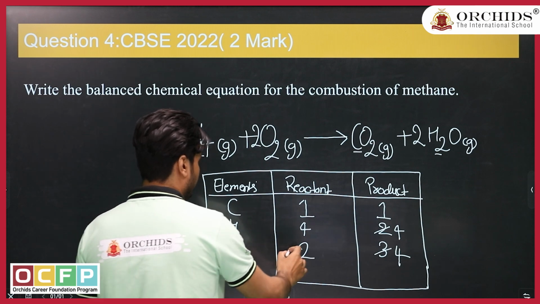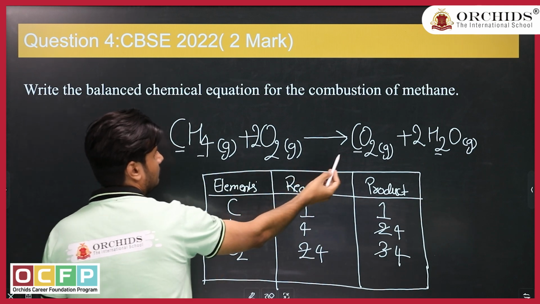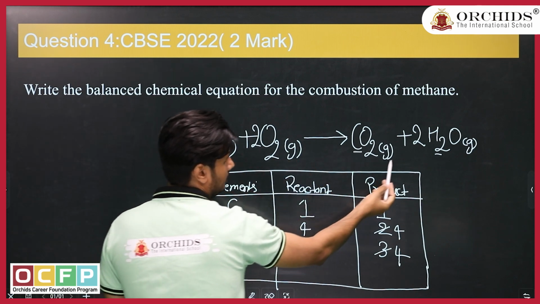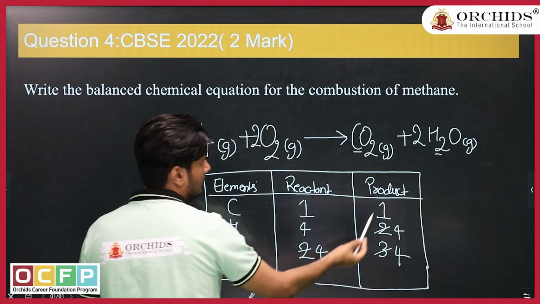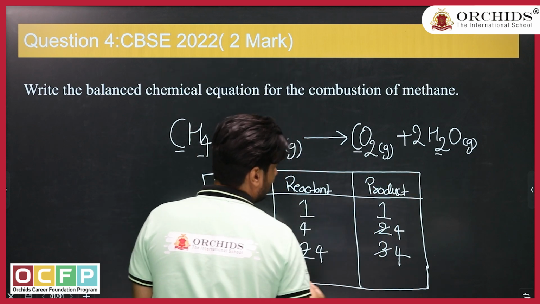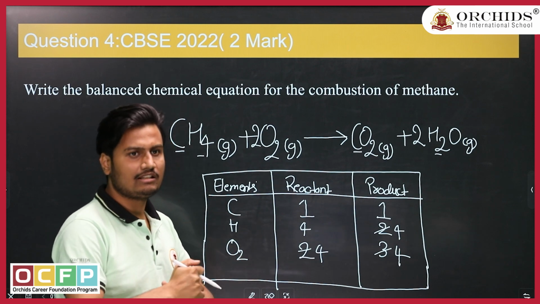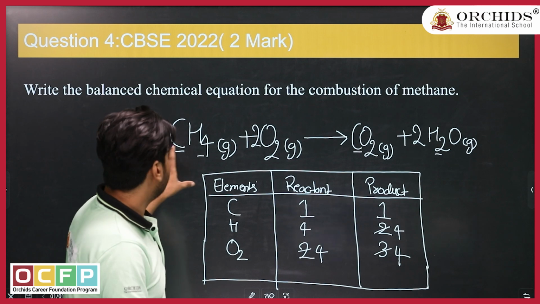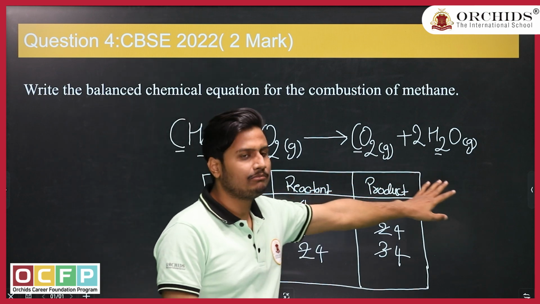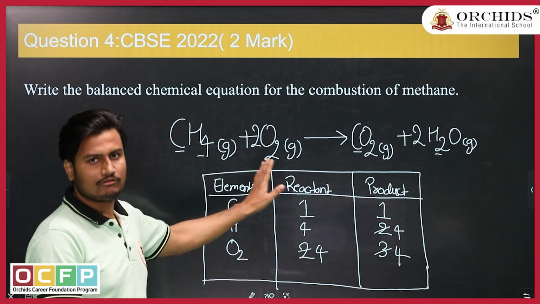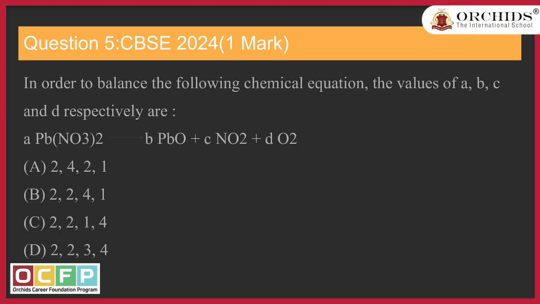Alright. Now we can check it is balanced or not. 1 atom of carbon, 1 atom of carbon, 4 atoms of hydrogen, 2 2s are 4 atoms of hydrogen, 2 plus 2, 4 atoms of oxygen, 4 atoms of oxygen. Alright, both reactant side and product side are balanced. Now when you write any chemical equation, please try to write the physical state of all the reactants and the products as well. Alright, that will give you full marks. Alright, so let's move on to our next question.